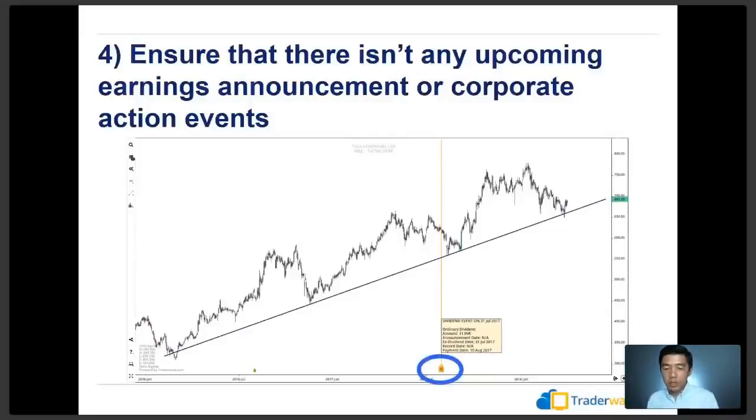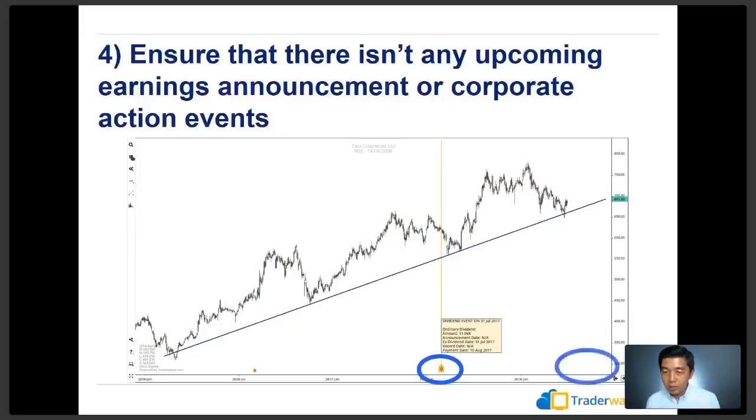So as you can see over here in this example, a dividend event actually happened on the 31st of July. So if I'm looking to get into a reversal trade during that period, and I notice that there's an ex-dividend or a corporate announcement that's going to happen around that time, then I might want to just sit back first and watch until the event has passed. Then I will see whether it still makes sense to get into the pullback trade or not.